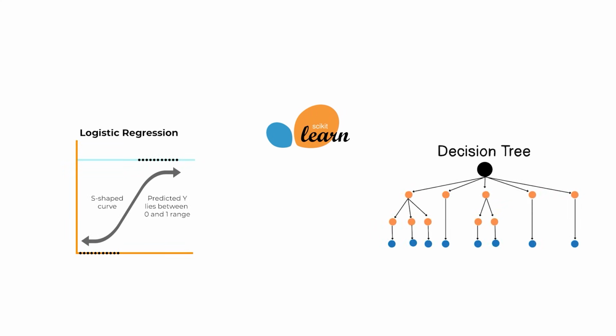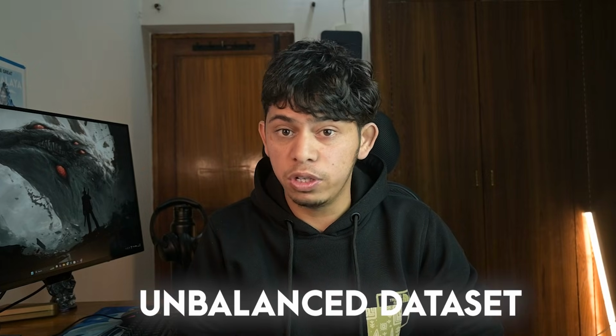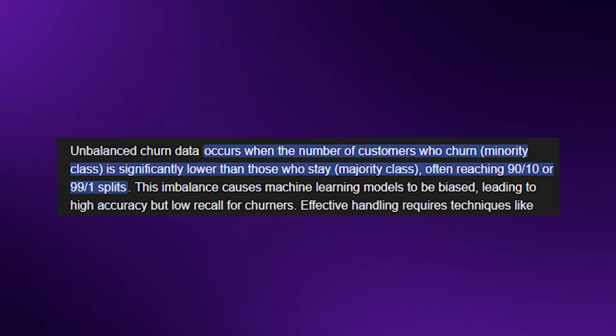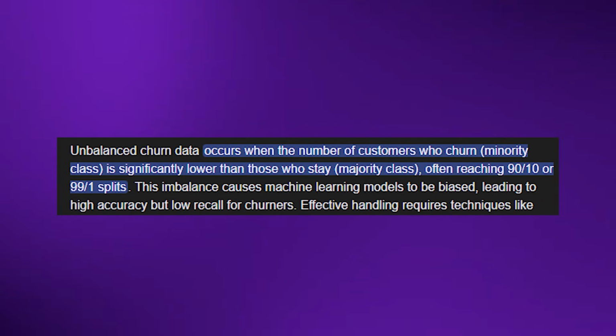There's no deep learning involved here. This is also where many beginners encounter an unbalanced dataset for the first time. An unbalanced dataset means most customers don't churn, and usually only a fraction of them do.